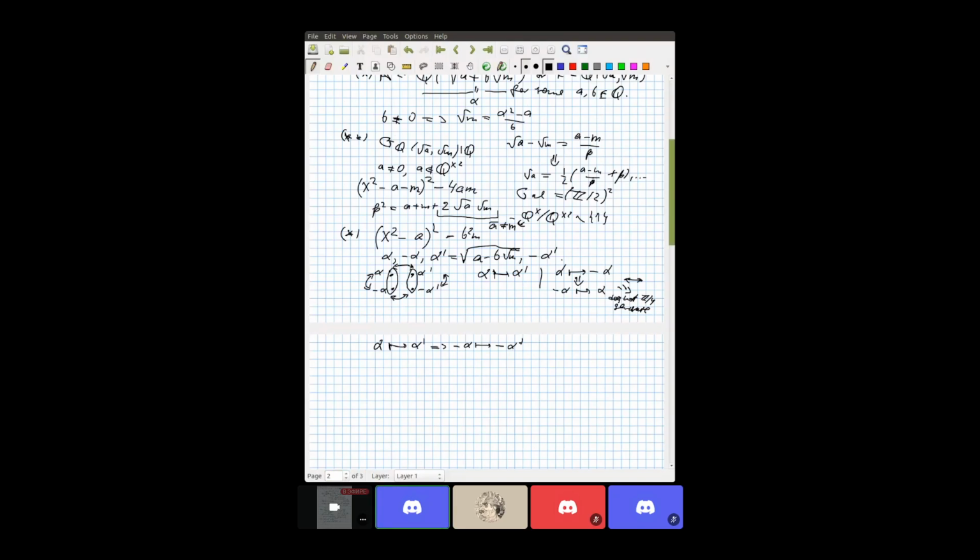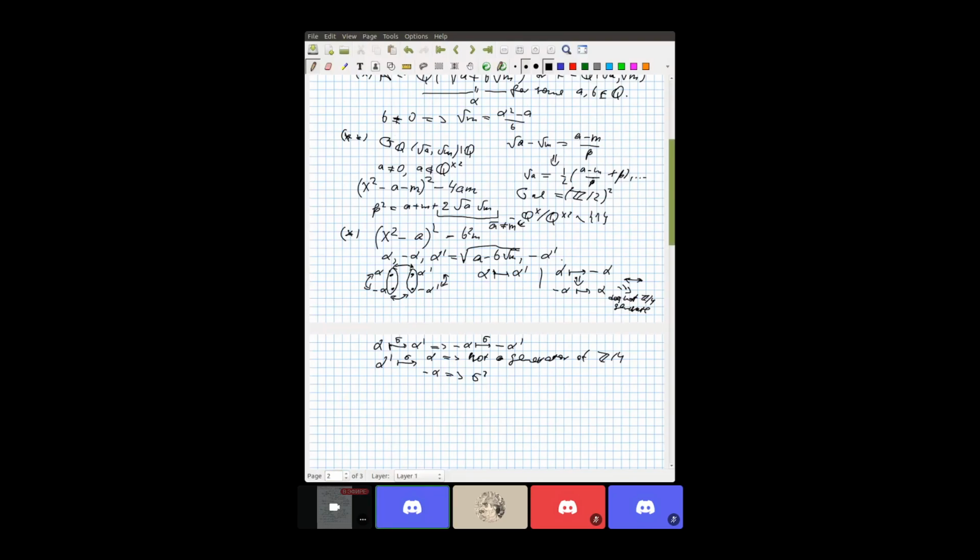And where does alpha prime go? Then alpha prime should go to either alpha or minus alpha. If it goes to alpha, then it is bad. It is not a generator of Z mod 4. So if it goes to minus alpha, then the square of this map is alpha prime goes to minus alpha prime.